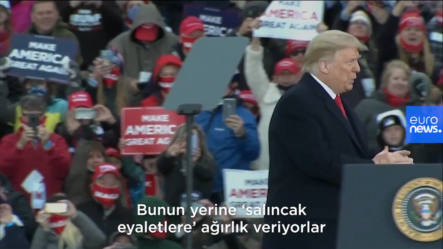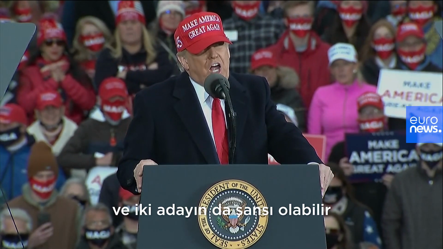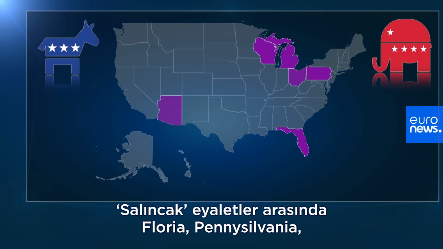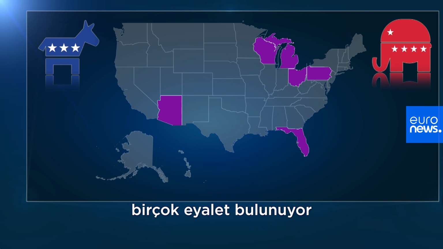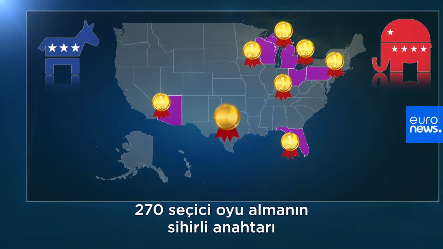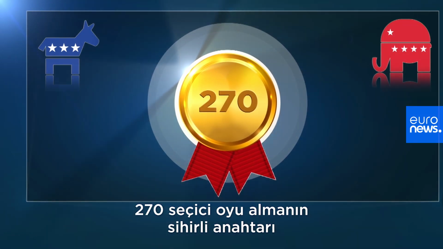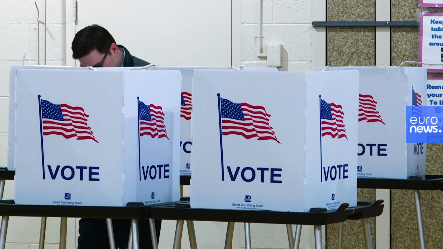Instead, they focus their energy on swing states, which are more volatile and could go either way. They include Florida, Pennsylvania, Wisconsin, Michigan, Ohio, and Arizona, among others. Winning in these states is key to getting the magic 270 electoral votes. It's a system that's often criticized because it means not all votes might count.